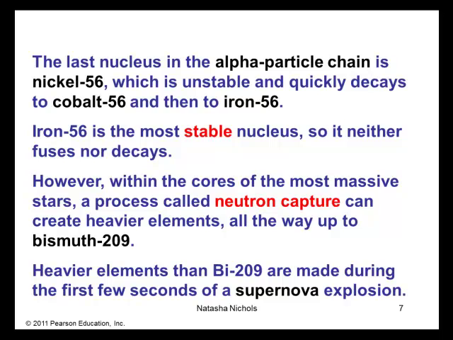The last nucleus in the alpha particle chain is nickel-56, which itself is unstable and quickly decays to cobalt-56 and then to iron-56. Iron-56 is the most stable nucleus, so it neither fuses nor decays. However, within the cores of the most massive stars, a process called neutron capture can create heavier elements all the way up to bismuth-209. Heavier elements than bismuth-209 are made during the first few seconds of a supernova explosion.